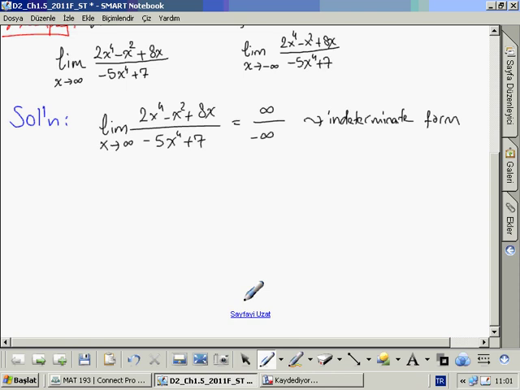So when we have a polynomial divided by a polynomial, we are going to proceed much as we did with only polynomials. We first identify the largest power of x in the denominator, and then factor this out of both numerator and denominator. Doing this for the first limit will give us this.